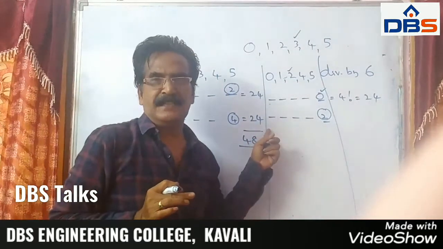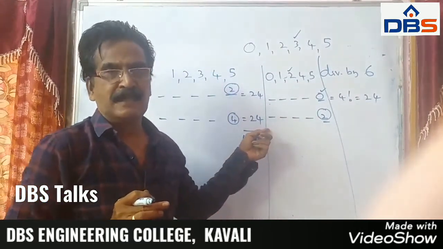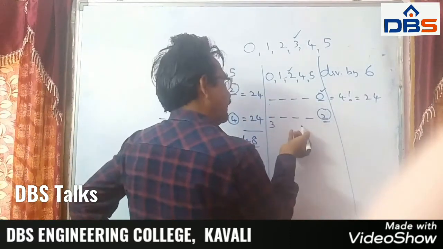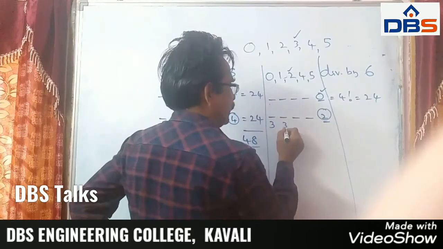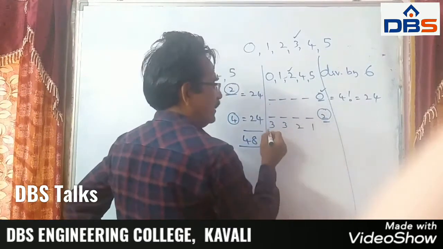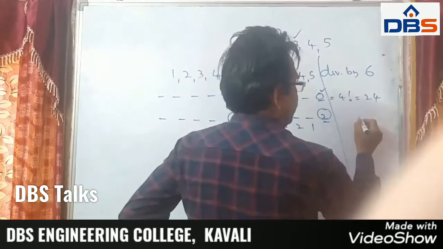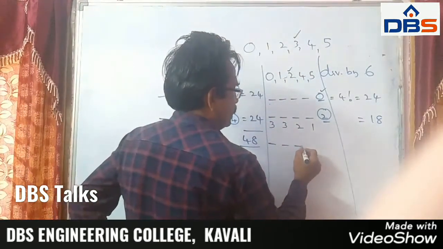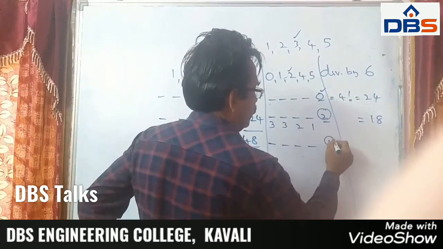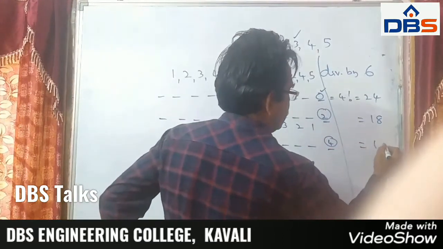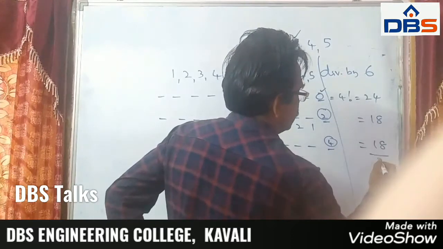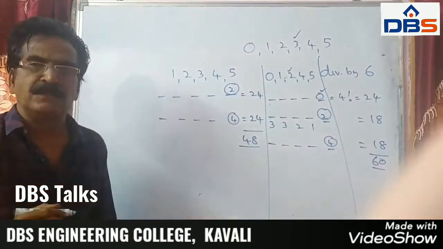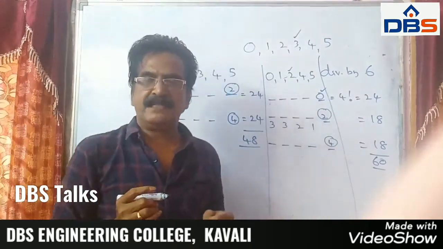0 cannot be placed in the first place. So the first place here can be filled only in 3 ways. In the second place you can put 0. So 3 ways, 2 ways, 1 way. 3 into 3 into 2, 18 ways, friends. And in the same case, if you place 4 in the units place, again you get 18. Here 36 plus 24, 60. 60 plus 48, total 108 ways, friends.